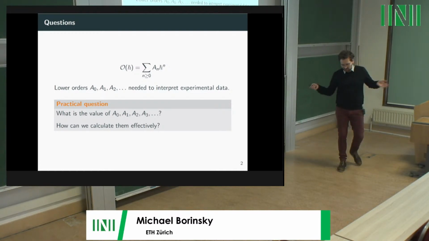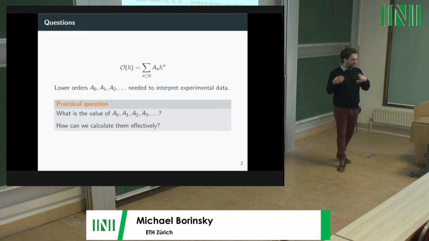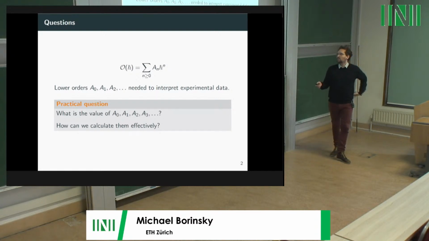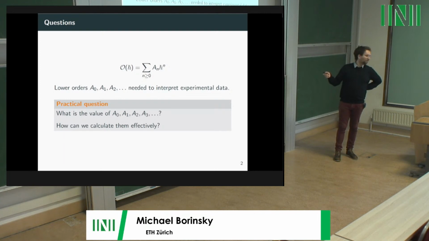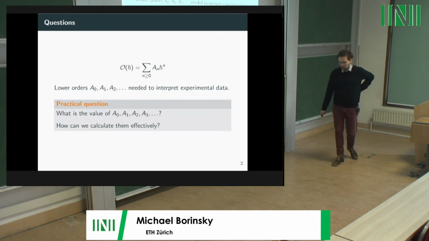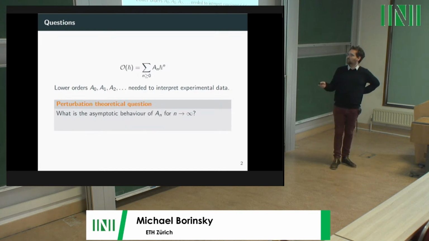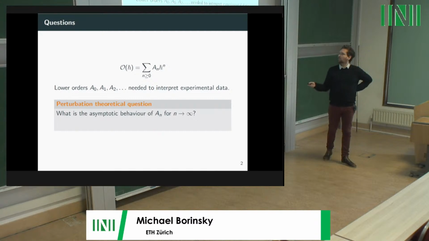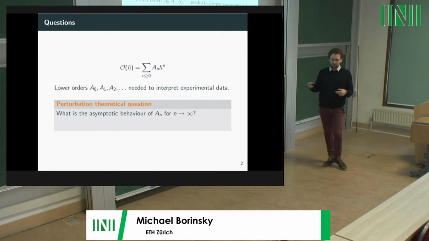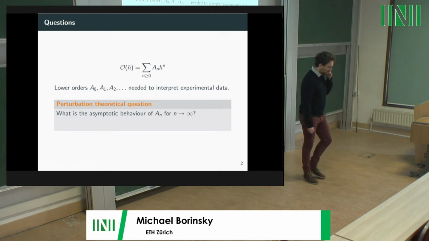And this is also an economic problem, because of course this data was very expensive. So we really want to keep up as theorists. And so the question is, how can we effectively compute these lower order terms? In the context of this conference, there's of course also a related, resurgence-like question: what's the asymptotic behavior of these coefficients? If you go to very large n, very large orders in the perturbative expansion, what happens?